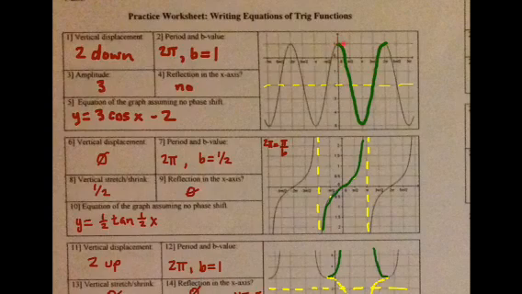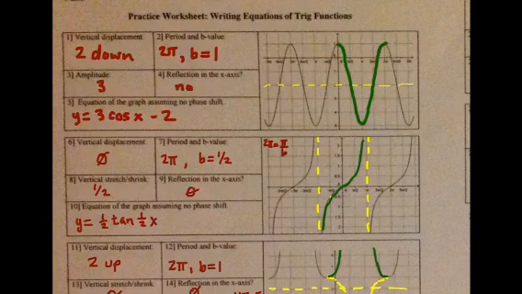I took the maximum and the minimum, found the midpoint, so from 1 to -5, the midpoint would be -2, 3 units and 3 units, halfway. That's where I drew the dotted line, the horizontal asymptote. So vertical displacement is 2 down. Period is 2 pi, so that means B is 1. Amplitude is 3, and no reflection, so the equation is right here. Okay, there's the amplitude and the vertical displacement.